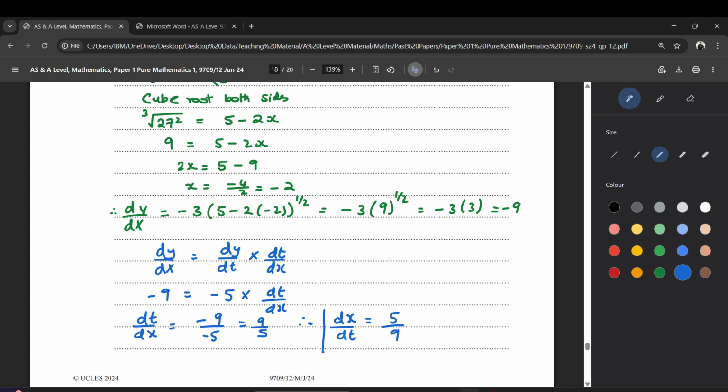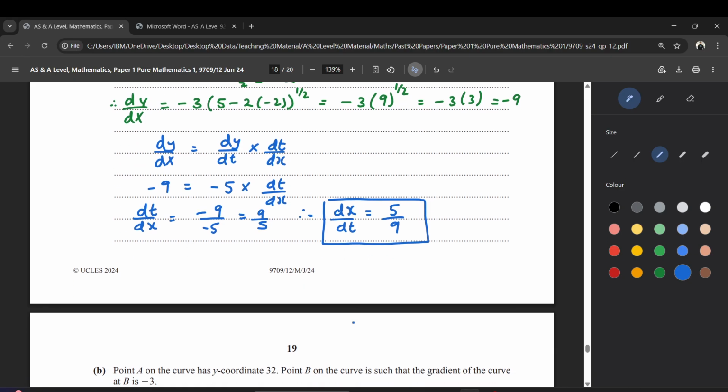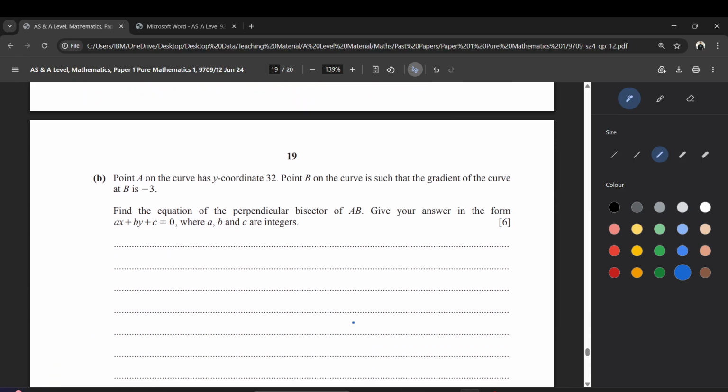Okay, and that is your answer. All right, so dx/dt is equal to 5 upon 9. That is the end of part A.